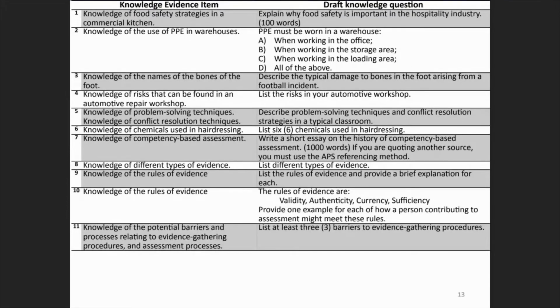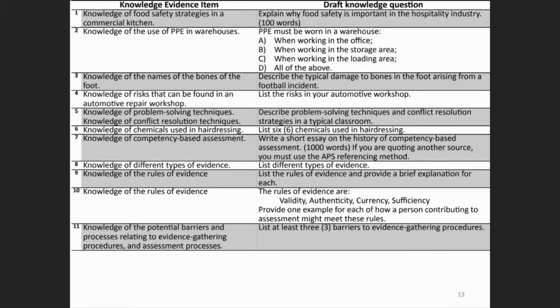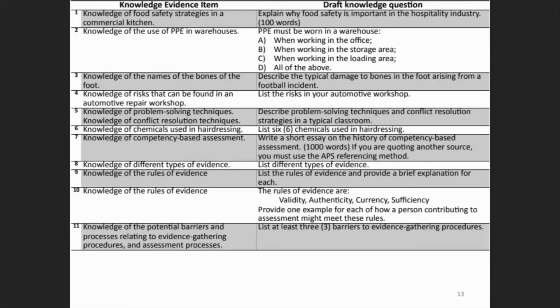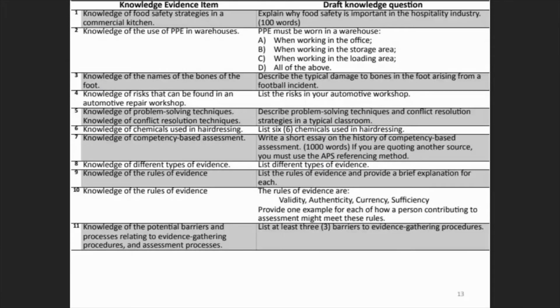Not only that, but they have to write 100 words. That's essay writing. They may not be very good at writing an essay about food safety. So what you're now doing is saying, well, if you're good at writing essays, you'll get a better mark, or you're more likely to be judged as successful than if you're not good at writing a 100-word essay or paragraph. So straight away, we have a problem with that first example of a draft knowledge question. It's not measuring what it's supposed to measure, and it is asking a person to demonstrate skills which are not relevant to the particular knowledge item.